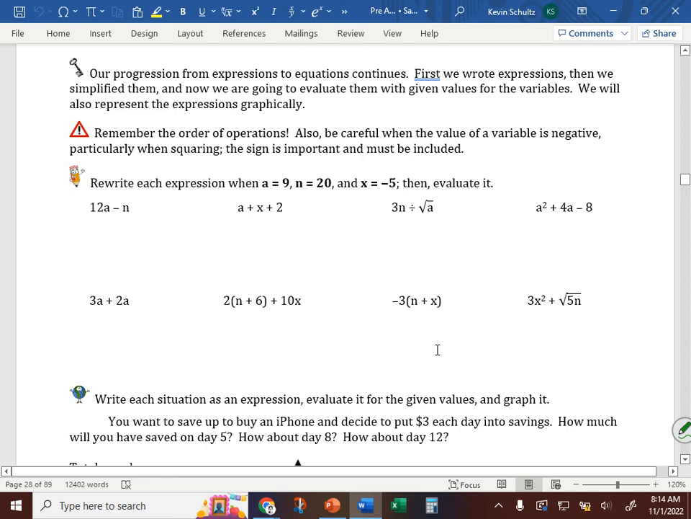Pre-algebra, we are going with CO14, continuing our journey with equations. We started looking at different vocab terms, phrases that meant the various four operations. And today we're going to look at how to tell whether or not a given value works in an expression or an equation.